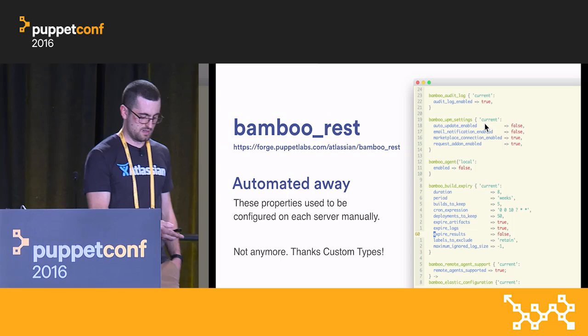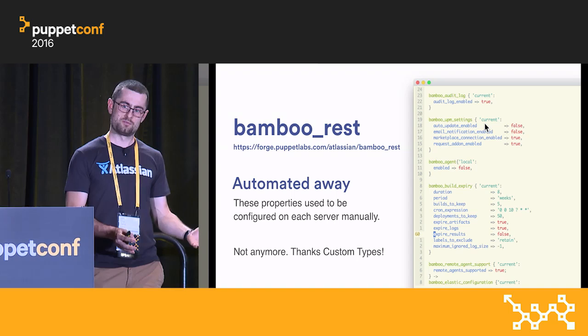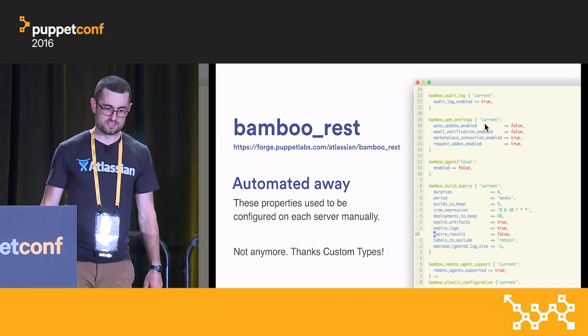We actually have alerts for the changes that have been made that would have originally just drifted into oblivion, but now they're fixed up every single time there's a Puppet run, and we get a notification, so we know that somebody's gone into the config and clicked something.